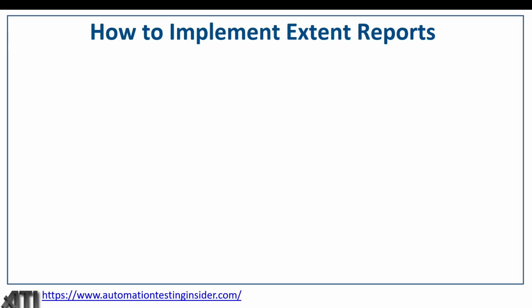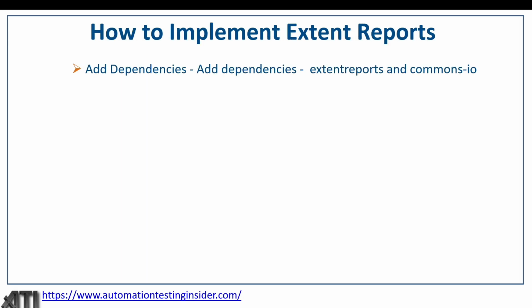How to implement ExtentReports, right? First of all we need to add dependencies. A couple of dependencies are required: ExtentReports, the first one, and commons-io. This is for when we generate the screenshot and save it in a destination folder. So we need commons-io, and basically the ExtentReports dependency. These two dependencies we need.